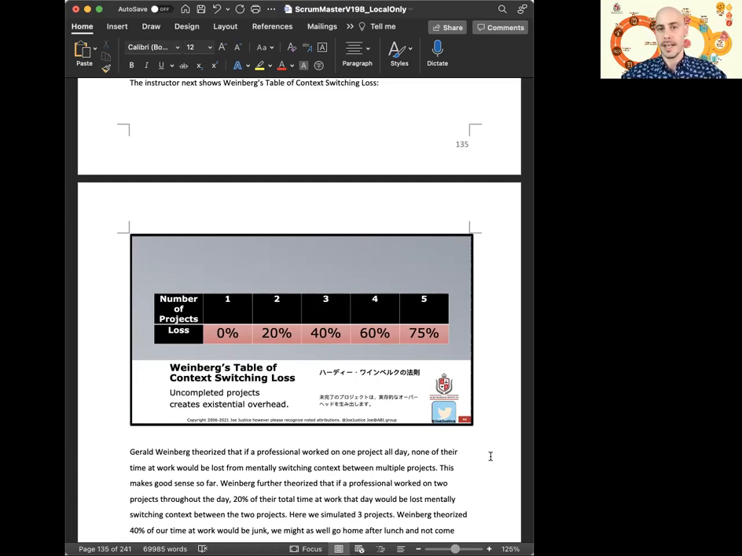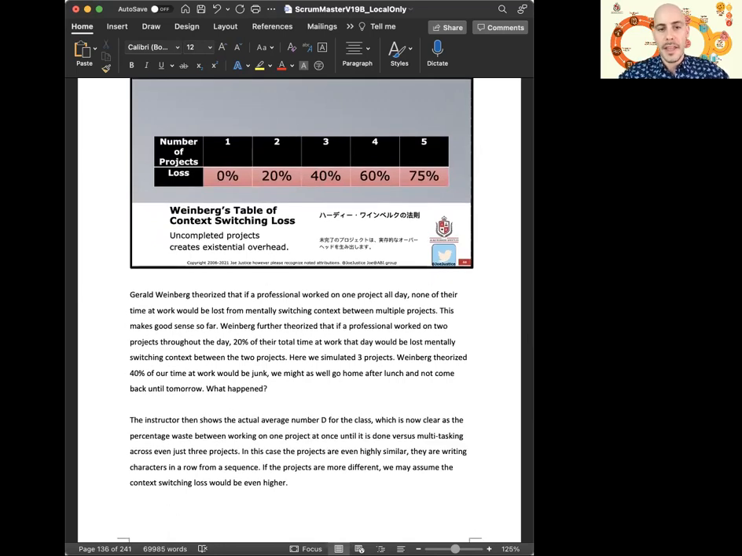With three projects simultaneously for a team or an individual, there's a 40% loss. Four projects, a 60% loss. And some teams and some individuals have five projects at once, which is a 75% total loss across their workday.